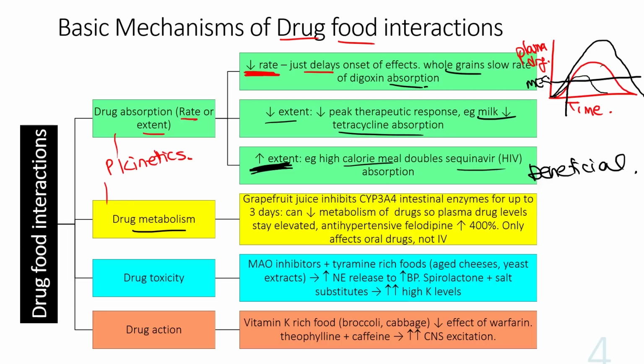Okay, drug metabolism. One of the foods that can actually affect drug metabolism is grapefruit juice. What grapefruit juice does is it inhibits the intestinal enzymes that break down a few of the commonly taken drugs, right? I'm going to say intestinal, not hepatic, or not hepatic as much, because if it only inhibits intestinal enzymes, it really only affects oral drugs, right? Because drugs given IV bypass the intestinal system. So this only affects oral drugs.